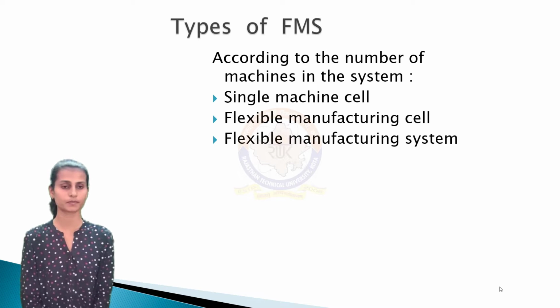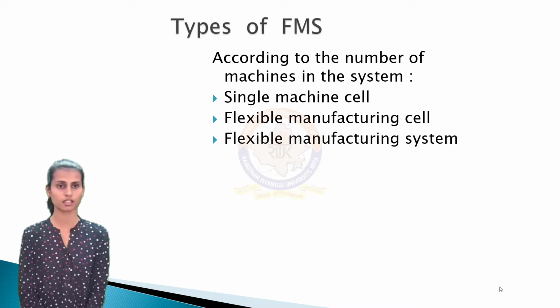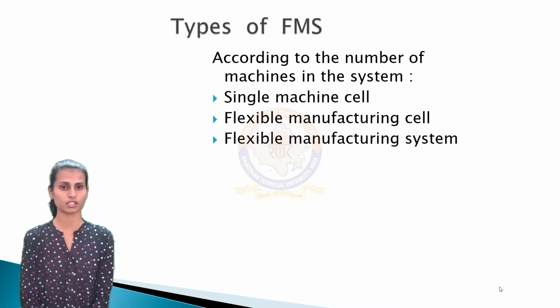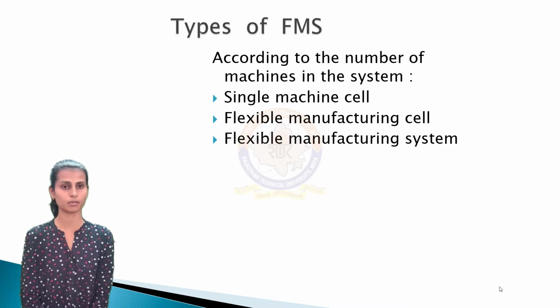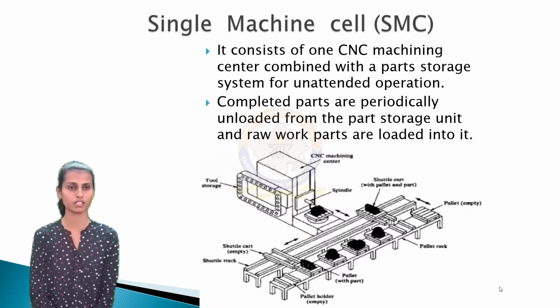Next slide please. Types of FMS. According to the number of machines in the system, there are three types. First, single machining cell. Second, flexible manufacturing cell. Third, flexible manufacturing system.